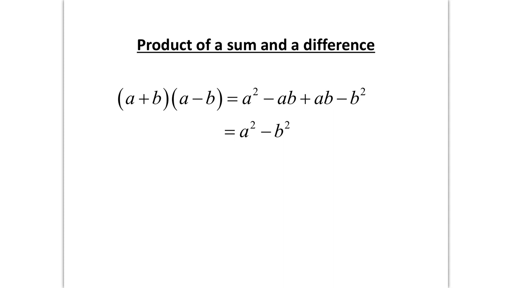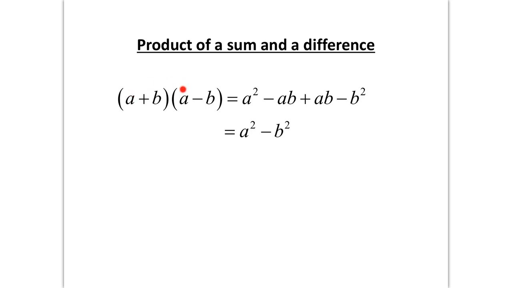Okay, now the second special product is when you have the product of a sum and a difference of binomials. So what does it mean? When you have a binomial, for example, a plus b times a binomial a minus b, notice that the variables are the same, everything is the same except the signs. One's a positive, one's a negative.